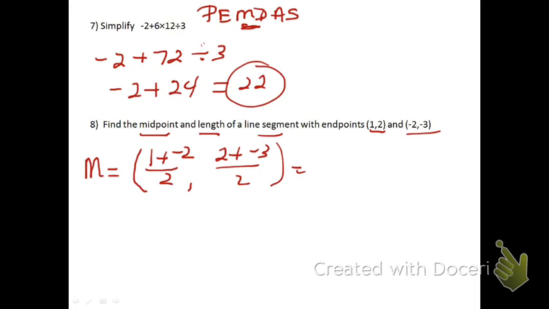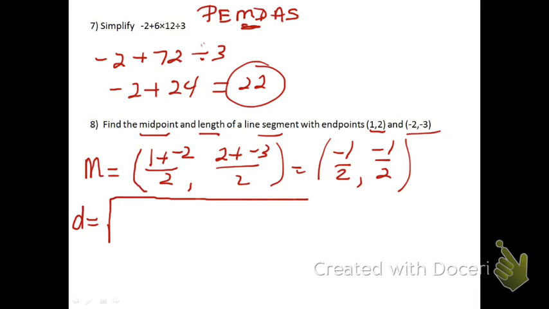So 1 plus -2 is -1, so I get -1/2. 2 plus -3 is -1, so I also get -1/2 for the y-coordinate. So there's the coordinates for my midpoint. The length then we find by using the distance formula.